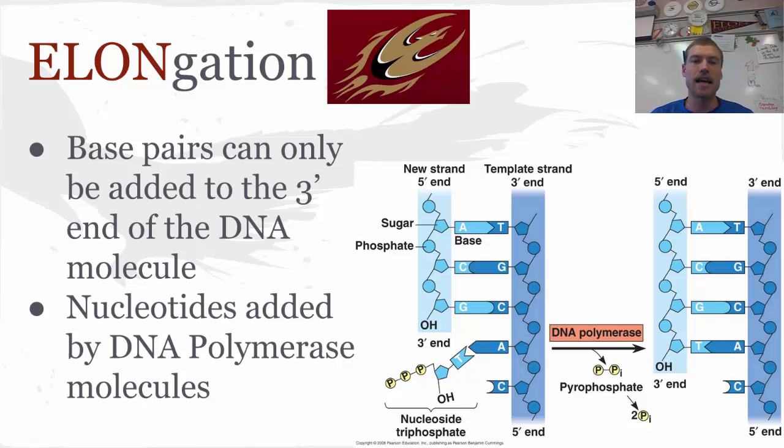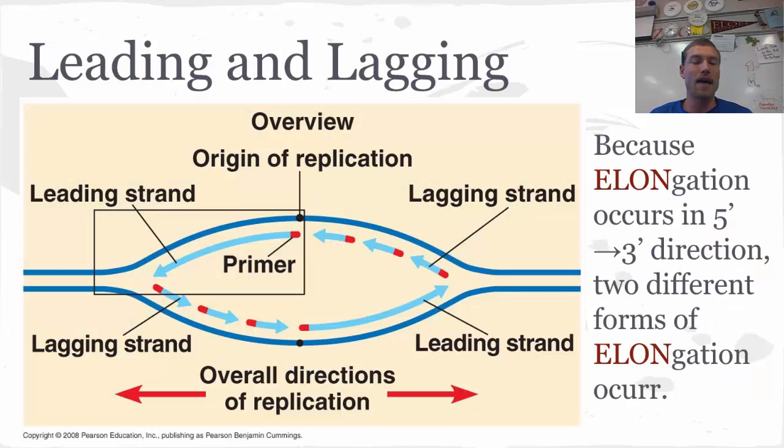The next step is elongation. Elongation is where the DNA molecules are going to be added on, so we're adding on nucleotides. We can only add nucleotides to the 3' end of a DNA molecule, so we are building onto that end, and the nucleotides are added by DNA polymerase molecules. So we have two different strands. We have the leading strand and we have the lagging strand. And again, this is because of the directionality of DNA, right? We can only add in the 5' to 3' direction.